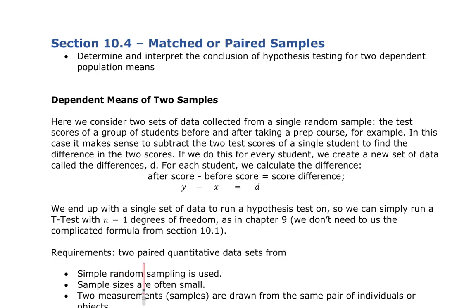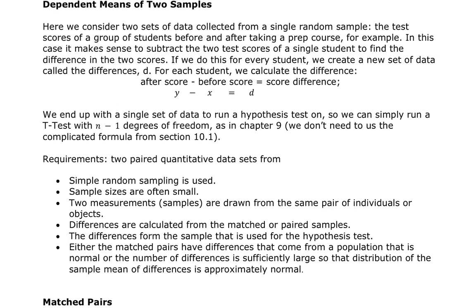A couple of requirements for this kind of matched paired hypothesis testing: it must be a simple random sample. Sometimes the sizes are small, but make note that if they are small, they have to come from a normal distribution. The population must be a normal distribution, or we have to have a large enough sample size with a large enough grouping of differences so that we can use a student t distribution.